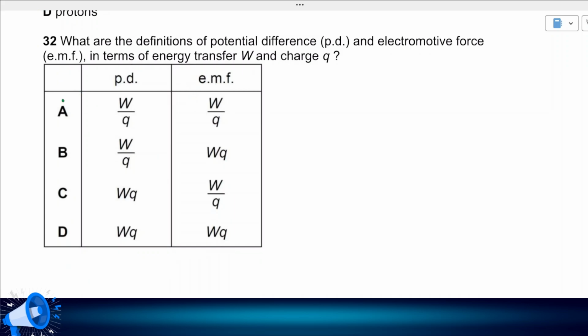Mathematically, they are the same thing. Work done per unit charge. EMF is also work done per unit charge. But EMF refers to the voltage of the battery: the work done per unit charge in order to move it around a complete circuit. Potential difference is the work done per unit charge to move it around a specific component.